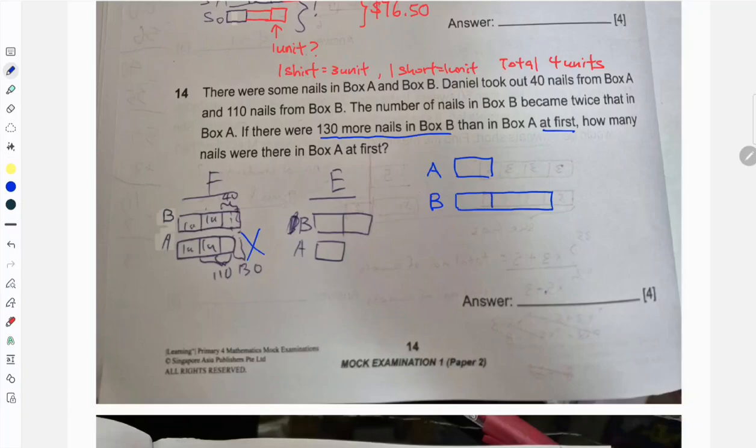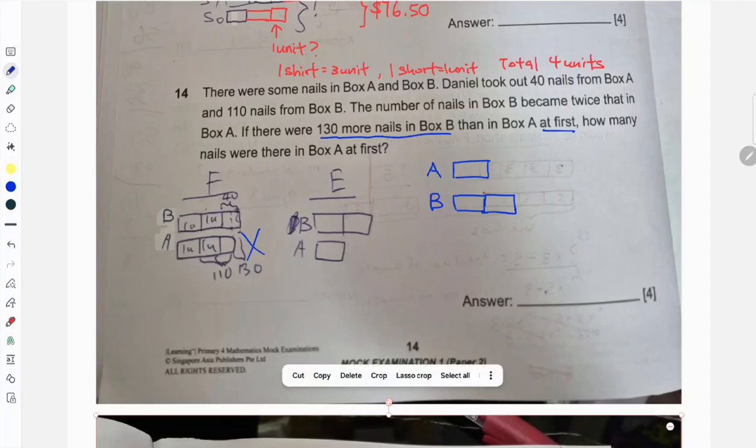Okay, and then they say box B has 130 more than A. And then if from box A you take out 40. Okay, hold on. You know what I would do first? I'll start from the end. At the end, box B has twice as much as box A, right? But then box A took out 40, and box B took out 110.